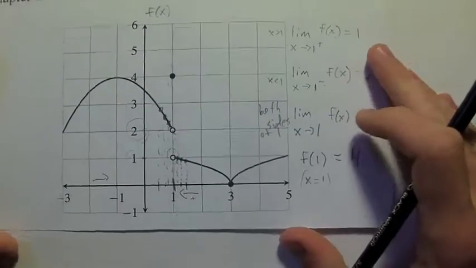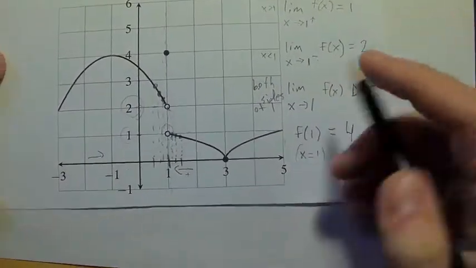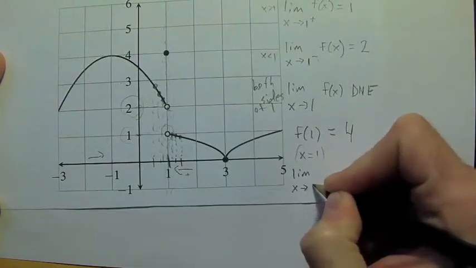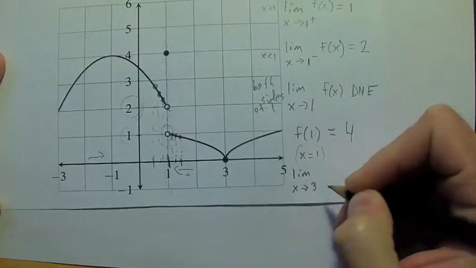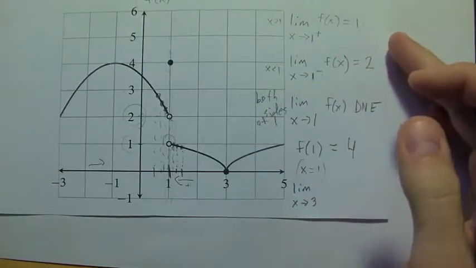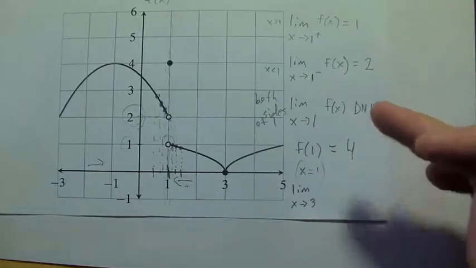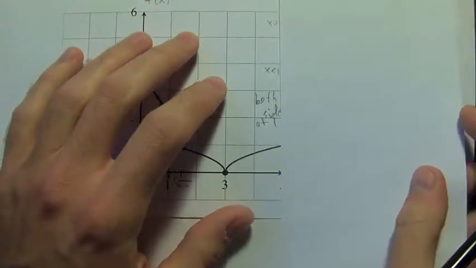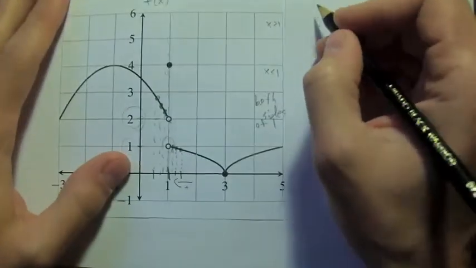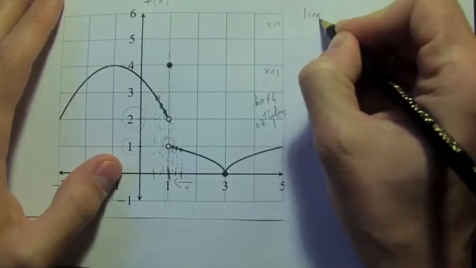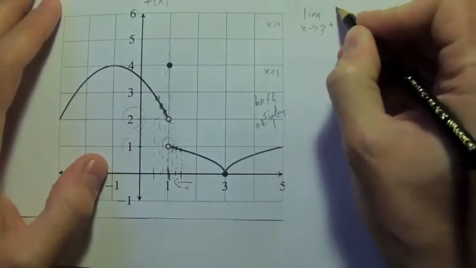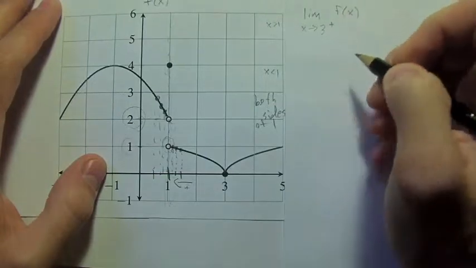And let's look at now the limit as x goes to 3. Actually, let's look at all the sides here. So let's look at the limit as x goes to 3 from the right of f of x.